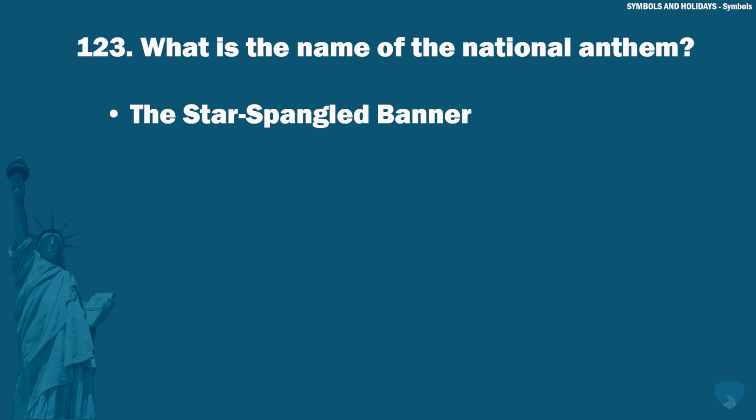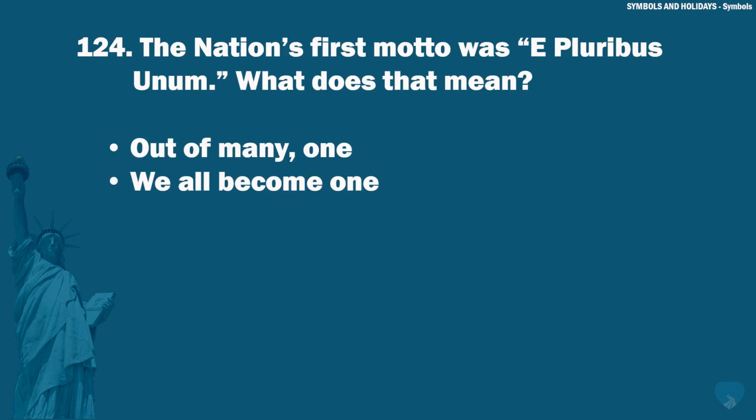Question 123. What is the name of the national anthem? The Star-Spangled Banner. Question 124. The nation's first motto was E pluribus unum. What does that mean? Out of many, one. We all become one.